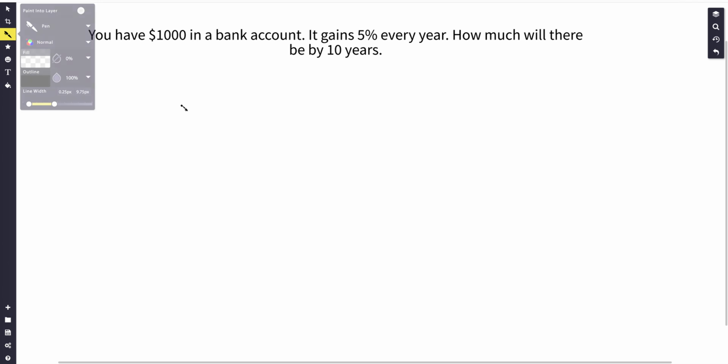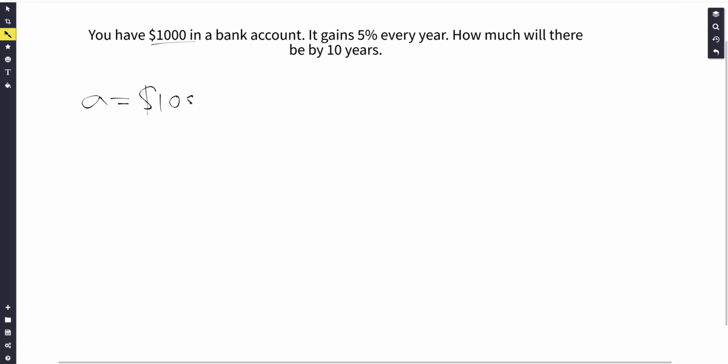So first, what I like to do for these problems is label the parts we need to know. So we know there's an initial value of $1,000 in the bank account, and we know initial is the A value. So we'll just write A, and then I'm gonna write $1,000. And then we know that it gains 5% every year. It gives us that it's a growth function. So I'm just gonna write G is 5%. We don't even have to figure out if it's growth or decay. It straight up tells us, okay, gains 5%. And then we have to find out how much it'll be after 10 years. So we figure that out after putting it into the equation.